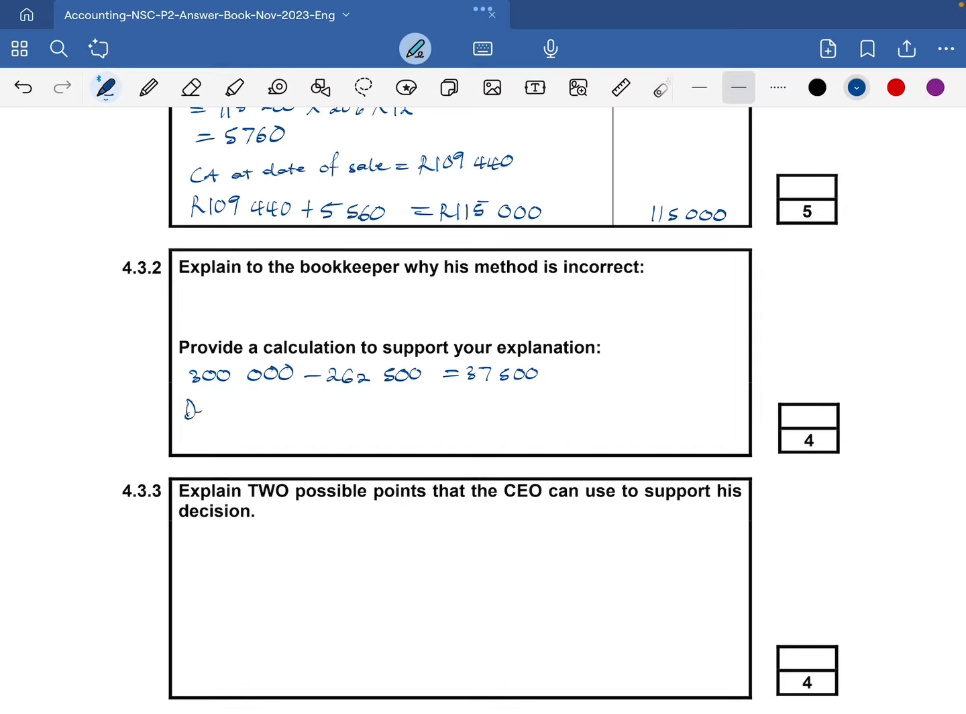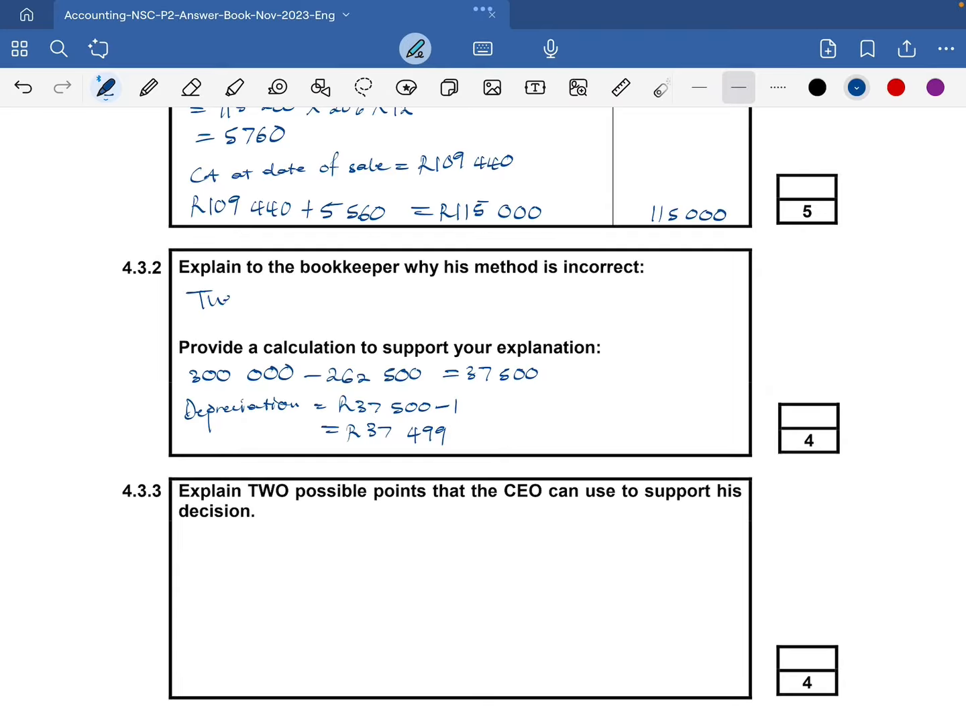depreciation is equal to the 37,500 minus 1. So that will be our depreciation for the year, because we want to make the carrying amount 1. So it's 37,500 minus 1. So our depreciation is 37,499. So now we need to explain to the bookkeeper why his method is incorrect.